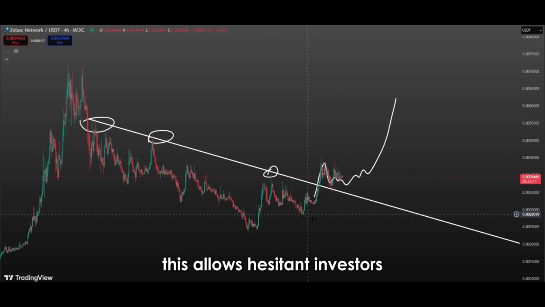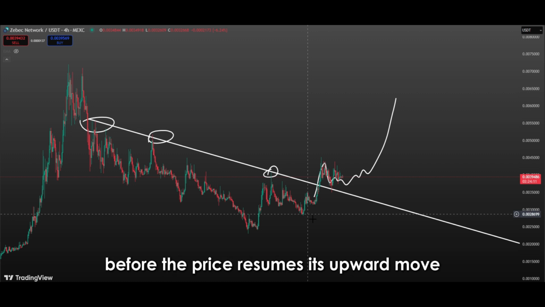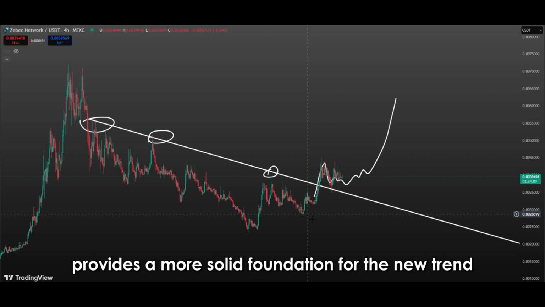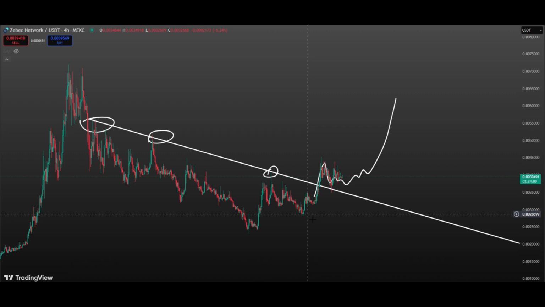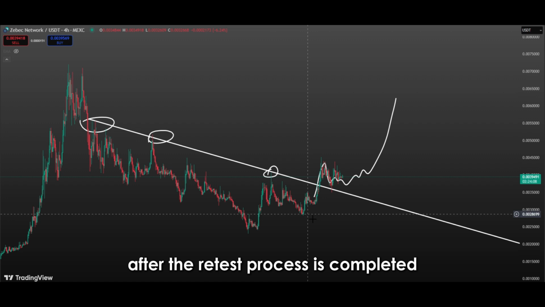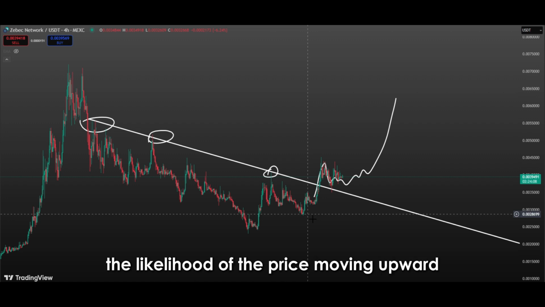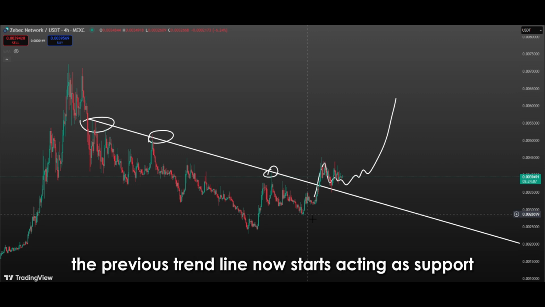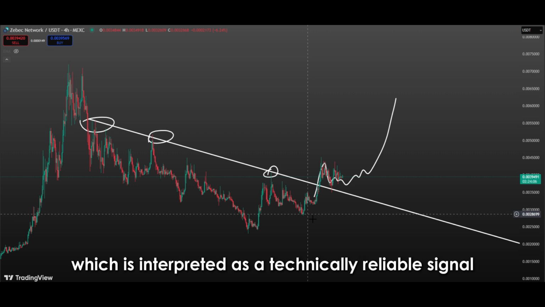This allows hesitant investors an opportunity to enter new positions before the price resumes its upward move. At the same time, strong buying pressure at this level provides a more solid foundation for the new trend. After the retest process is completed, the likelihood of the price moving upward significantly increases. The previous trend line now starts acting as support, which is interpreted as a technically reliable signal.